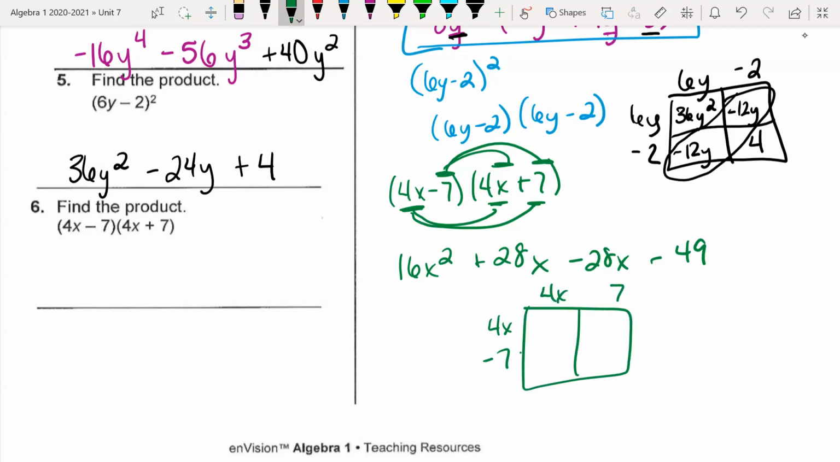4x and a positive 7, but you're going to get the same thing. If you notice, the 28x and the negative 28x are going to cancel because one's positive, one's negative. So my answer is just 16x to the second minus 49.